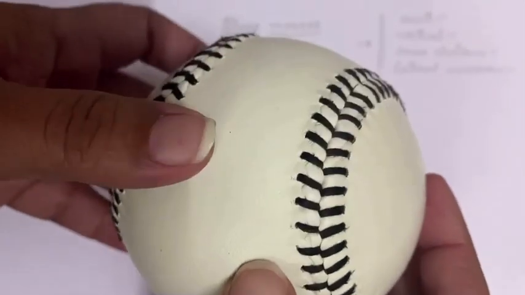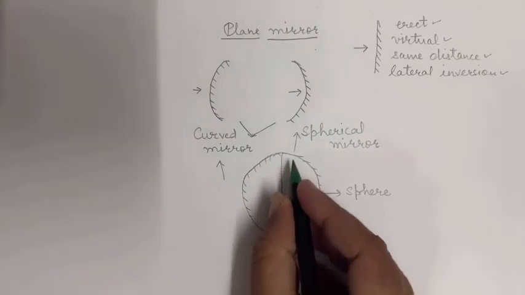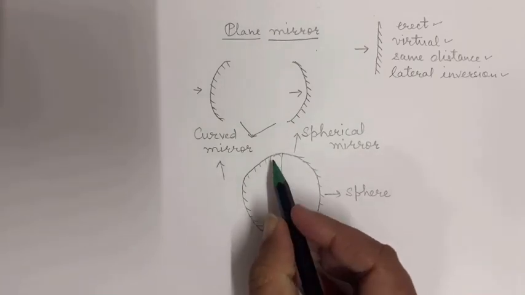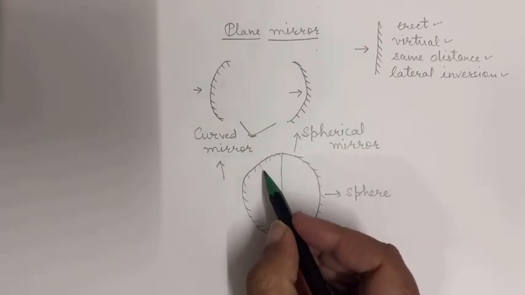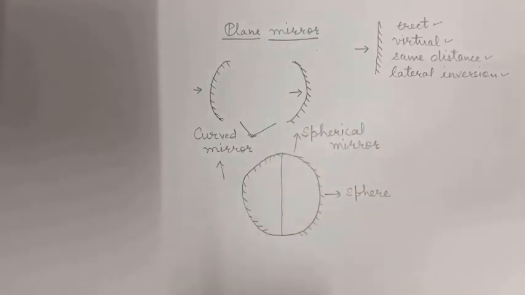If I cut this ball into half, then what will I get? I will get two hemispheres. I have just cut it into half. And on polishing these halves from one side, I will get this curved mirror and this curved mirror. So basically, I want to explain to you that curved mirrors and spherical mirrors are actually the same. The term spherical mirror is used to explain that when these are joined together, they will come out to be part of one sphere.